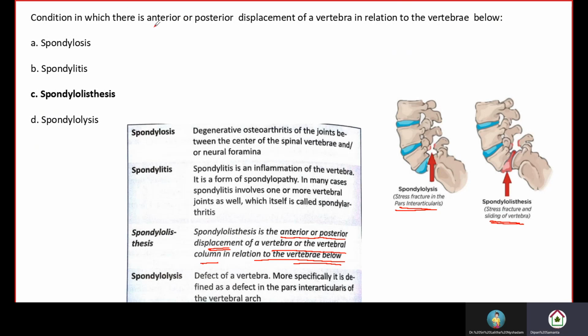So basically, why anterior and posterior displacement? What is the meaning of this? Sliding of the vertebra. Sliding of the vertebra occurs here.